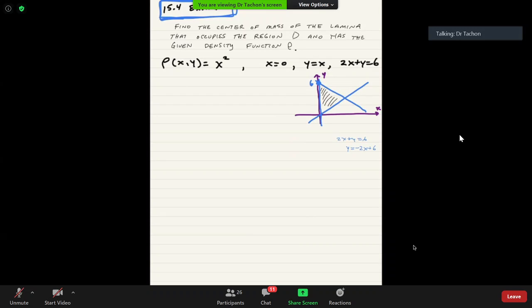All right. Y equals x is here. Okay. Y equals x. I want to use a different color. So y equals x is this line, okay? Y equals 6 minus 2x is this line, okay? So what do I have to do here? I'm going to have to set up a double integral. Let's find the mass first.